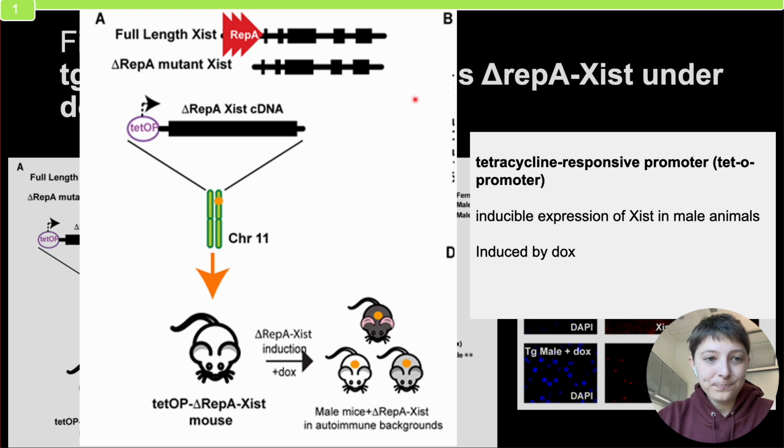So they have the long non-coding RNA sequence of Xist, and the point is they want to somehow put this Xist long non-coding RNA in males to see the effect of it on autoimmune disease. But they don't want to have this silencing effect, because it's going to mess with a lot of your genome and your chromosome stuff.